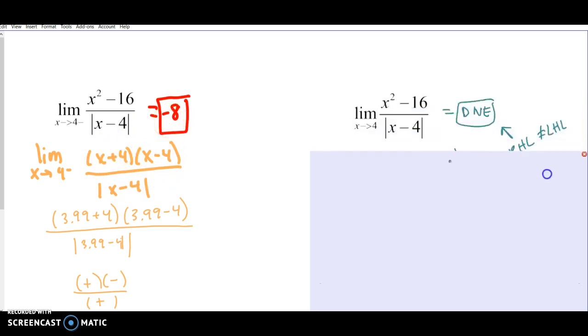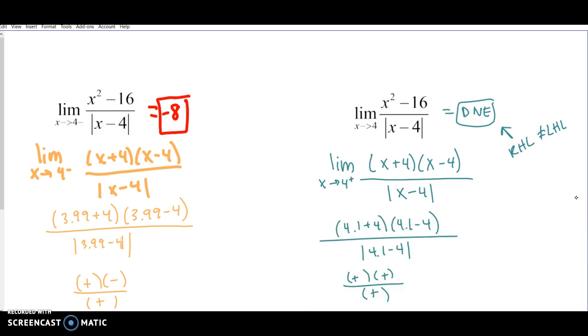Now, in this next problem, notice that we're just looking for the limit as x approaches 4. In order for this to exist, we need to figure out what the limit as x approaches 4 from the right is. So that's what I did here. Same process. I plugged in values that are slightly greater than 4, so I plugged in 4.1. I got a positive times a positive over a positive. So this, even though they're not exactly the same, I know that these would reduce to positive 1. So 4 plus 4 is going to be positive 8. Since these two are not equal, this limit does not exist.